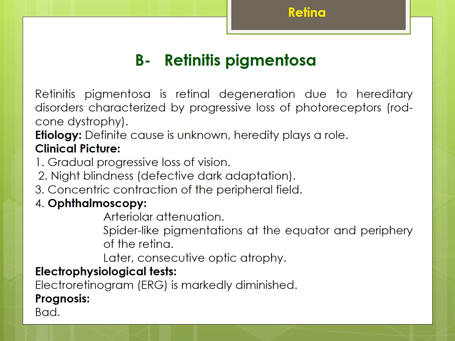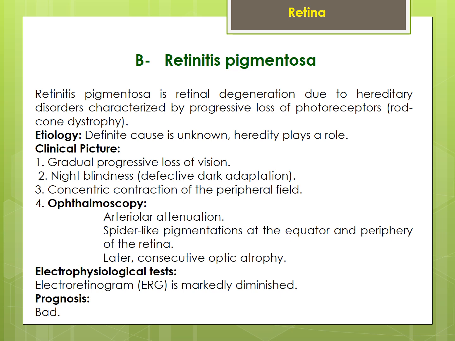Second topic in our lecture is retinitis pigmentosa. Retinitis pigmentosa is a retinal degeneration due to hereditary disorders characterized by progressive loss of photoreceptors. Etiology: the definitive cause is not known, but it is mostly a hereditary disease.